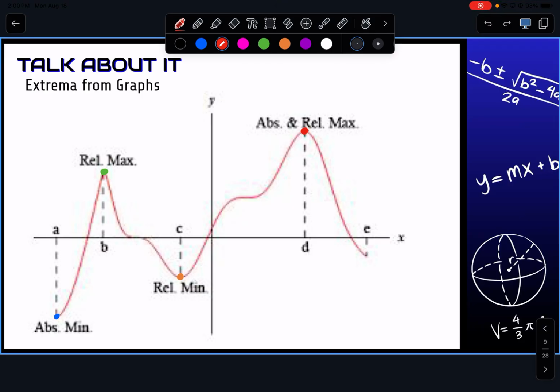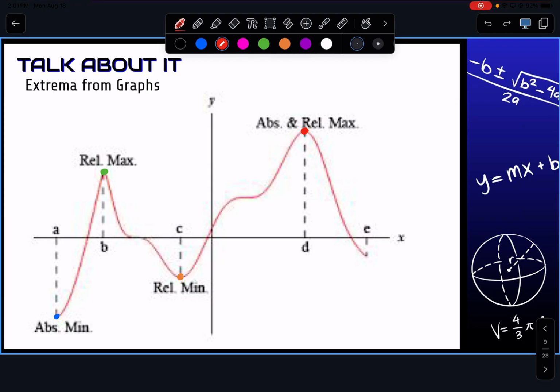Then we go up to this green point that I put here. This is a relative max. Why isn't the green point an absolute max? Why, Logan? It's not the highest point. Perfect. The absolute maximum has to be the highest point on the graph. But we do have a change of direction there at the green point. It's going up and then it goes down. That's a change of direction, so that's a relative max.